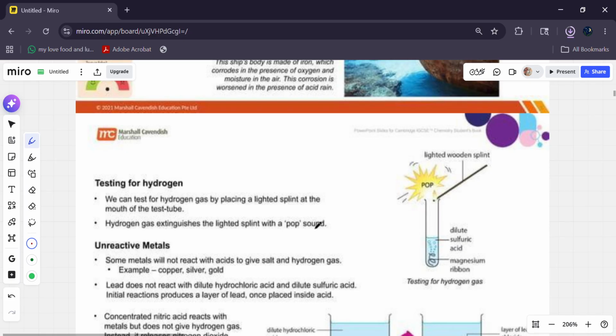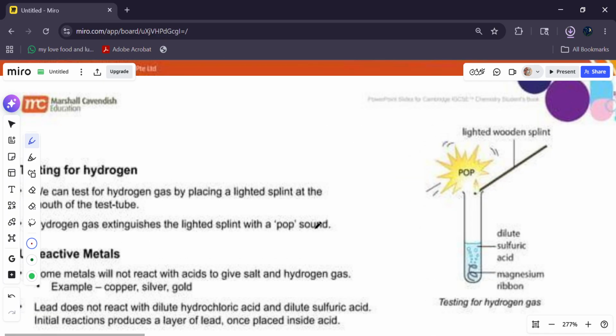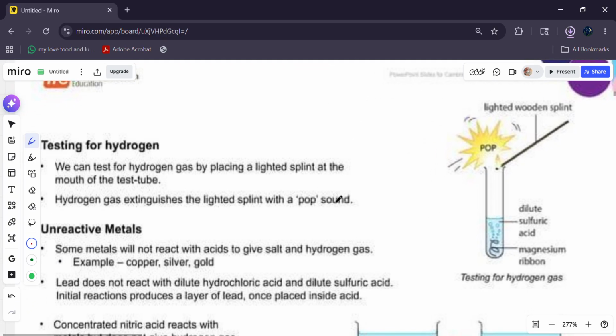So this is a basic chemistry experiment. In chemistry, if you want to test if a gas contains hydrogen, you test it by putting a lighted splint in the mouth of the test tube. If the lighted splint makes a pop sound, it proves that there is hydrogen gas in the test tube. This is something you should know, as hydrogen gas extinguishes the lighted splint with a pop sound.